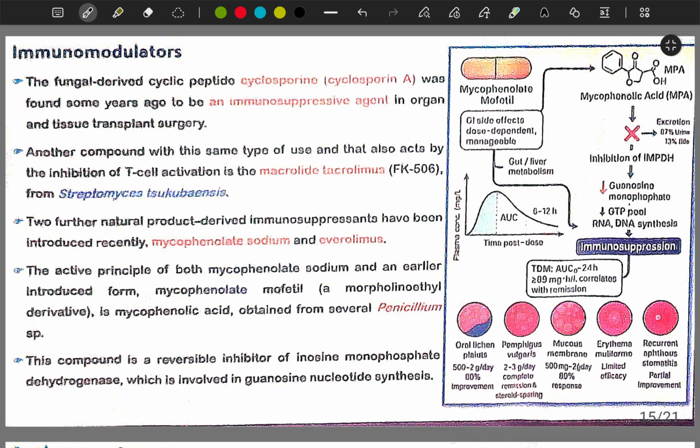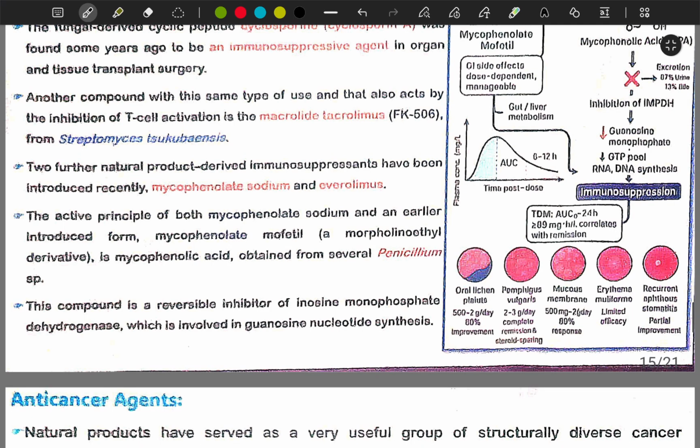The active principle of both mycophenolate sodium and the earlier introduced mycophenolate mofetil is from Penicillium species. This compound is a reversible inhibitor of inosine monophosphate dehydrogenase, which is involved.